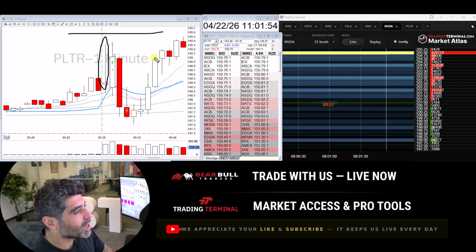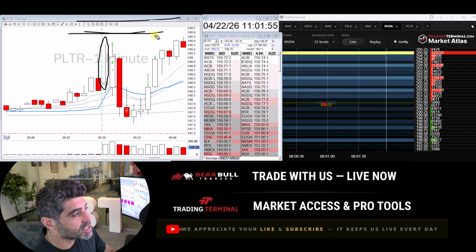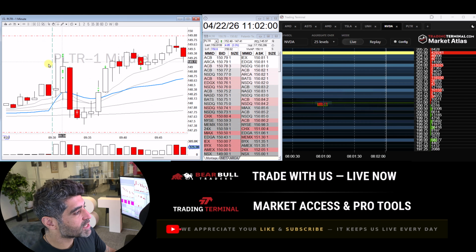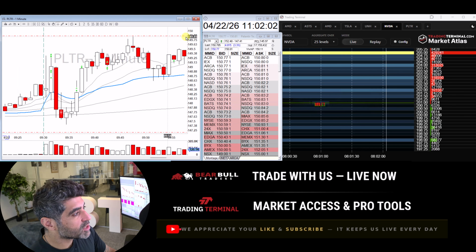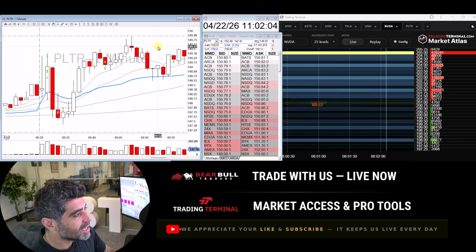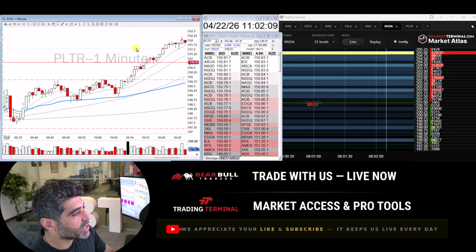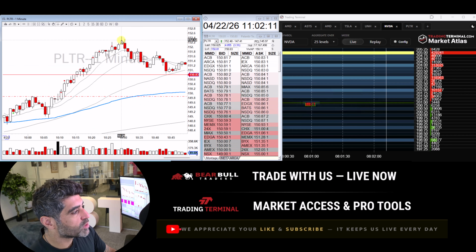As soon as it came back up and I saw that the order at 150 was still there, I went long. I added more, and this was a really interesting trade because I added a couple of times, since the order was still up there at 150. I stayed in the trade for a very long time. And as you see here, the breakout happened and we went all the way up to 152.